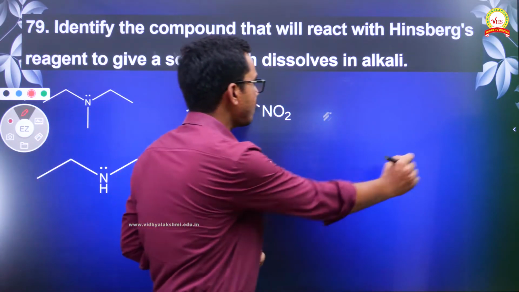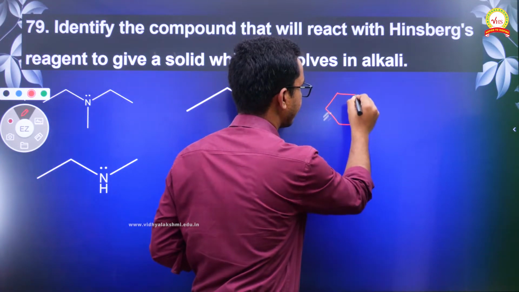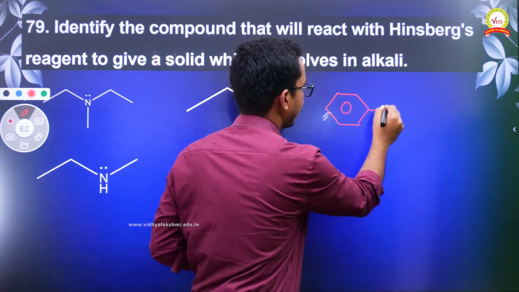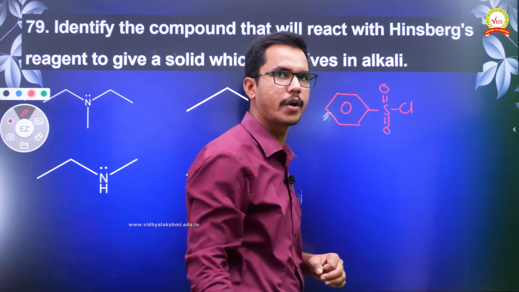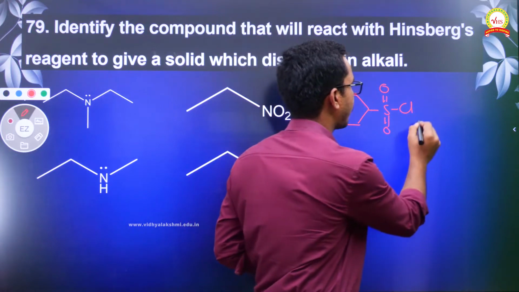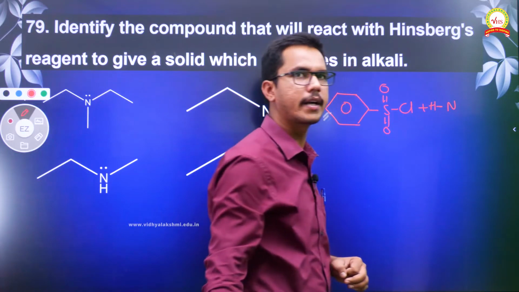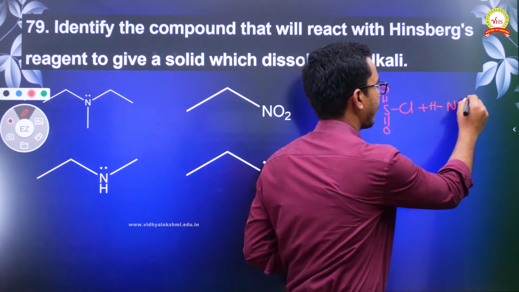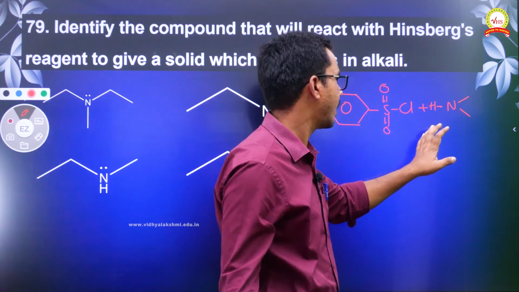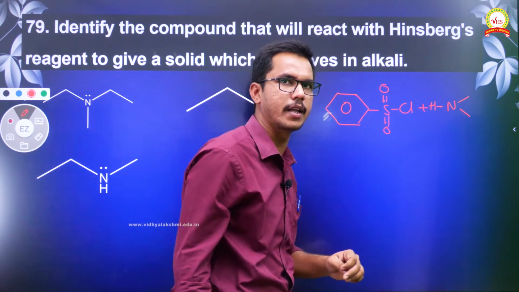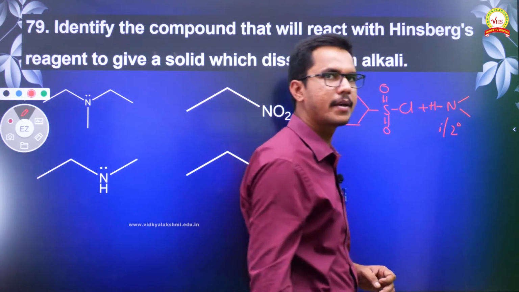If we take Hinsberg reagent, that is nothing but benzene sulfonyl chloride. This is benzene with SO2Cl, benzene sulfonyl chloride. This benzene sulfonyl chloride reacts with nitrogen containing at least one hydrogen. Let us assume whether it is primary, secondary or tertiary. Tertiary will not react, because with tertiary there are no hydrogens. It should be primary or secondary.